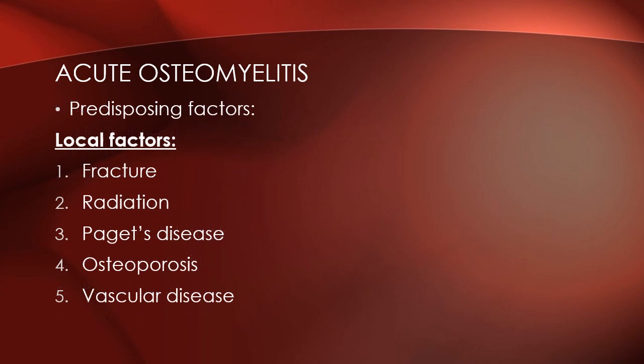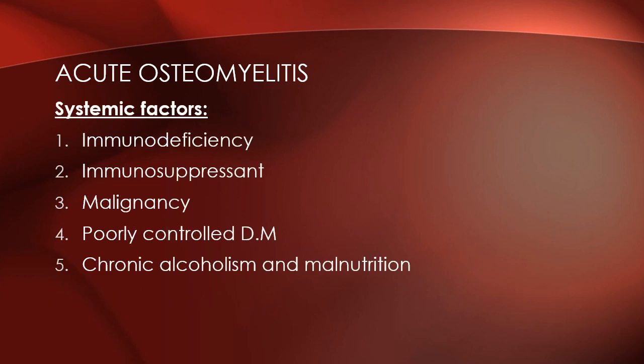Predisposing factors. There are local factors, and they are fracture, radiation, Paget's disease, osteoporosis, vascular disease. And there are systemic factors: immunodeficiency, immunosuppressant patients, malignancy, poorly controlled diabetes mellitus patients, and chronic alcoholism and malnutrition.